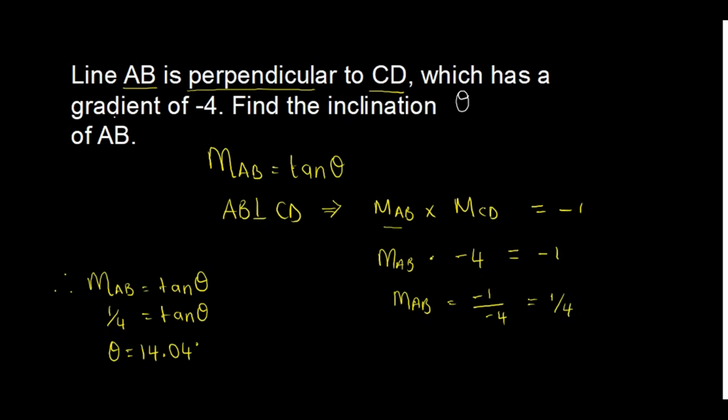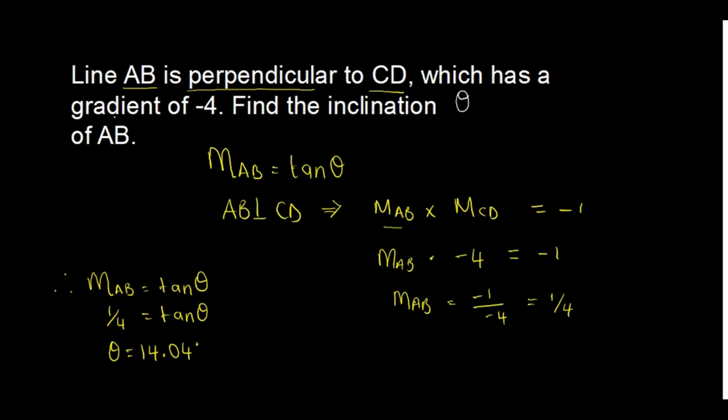And we looked at examples that you might be given, where they tell you that line AB is perpendicular to line CD, and you need to find the inclination. There are certain things that we knew about lines that are perpendicular to each other. We know that the product of the gradients of two lines that are perpendicular to each other should give us -1.